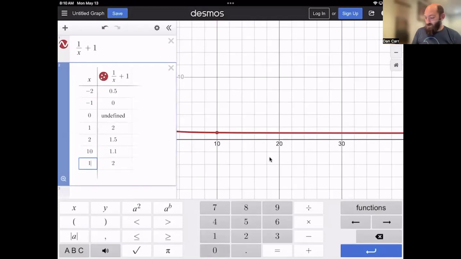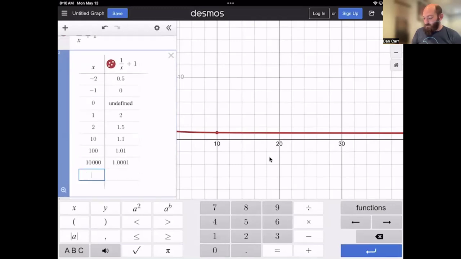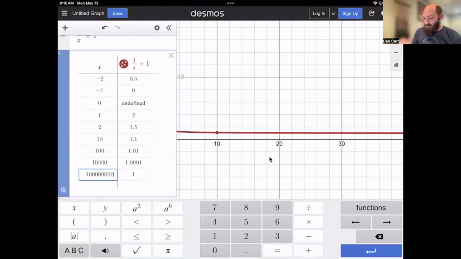And then I can go to 100, 1,000. Actually, I did 10,000, but bottom line, you get the picture here. If I just keep adding zeros, eventually I'm going to get to approaching 1. And that's what we're looking for.